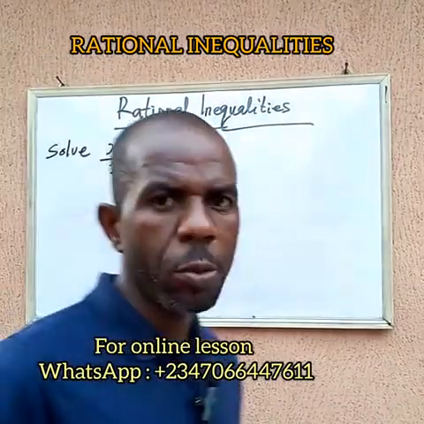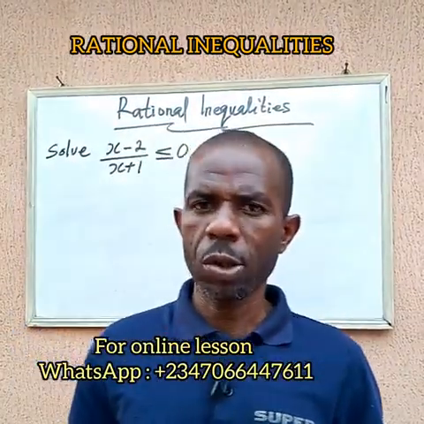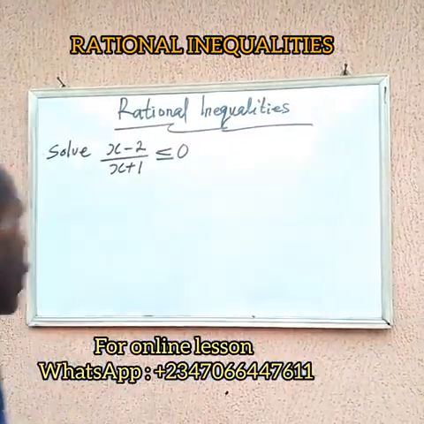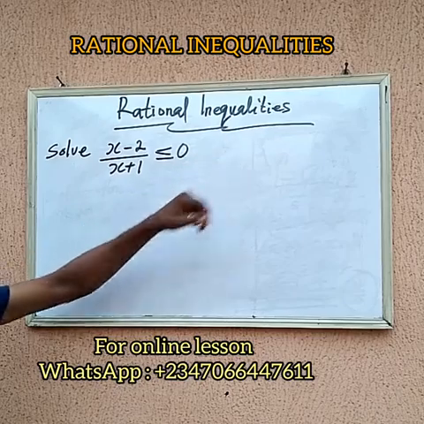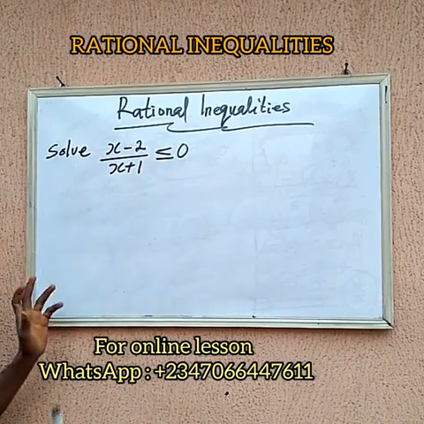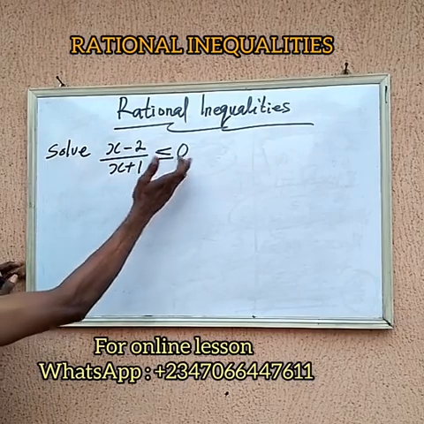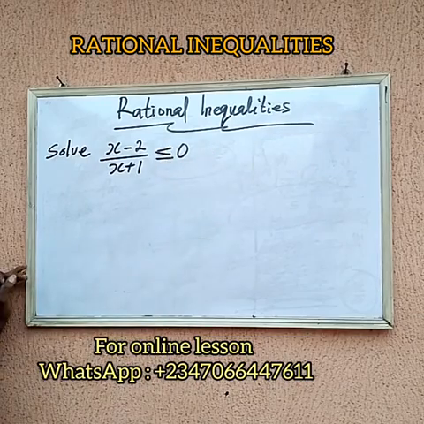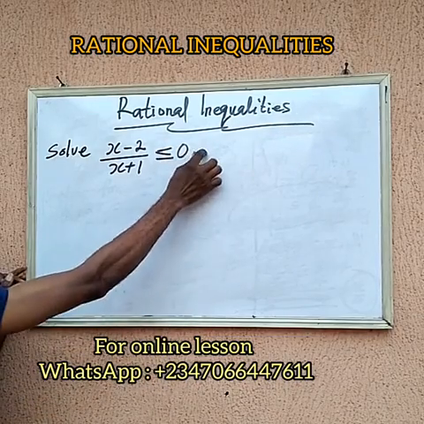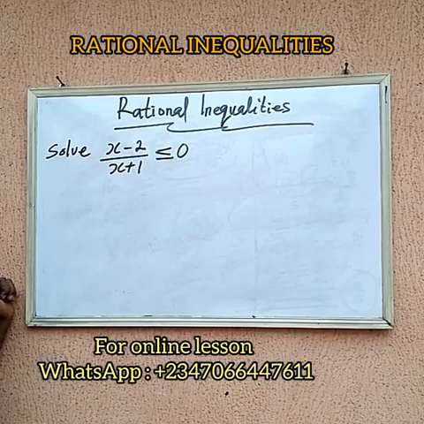All right, let us quickly look at this question on the board. We have rational inequalities. Rational inequalities are normally written like this, where the right-hand side must always be 0. So if there is any number here, it has to be moved to the left-hand side.